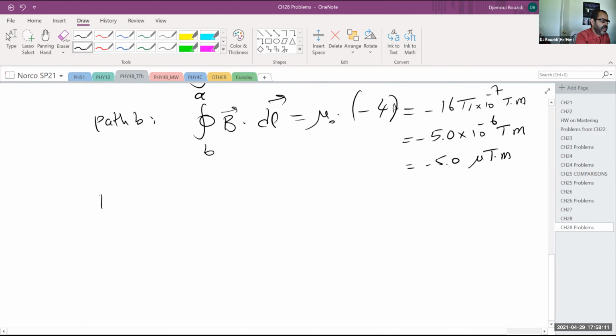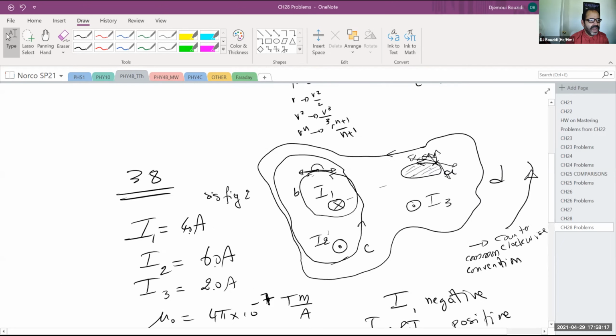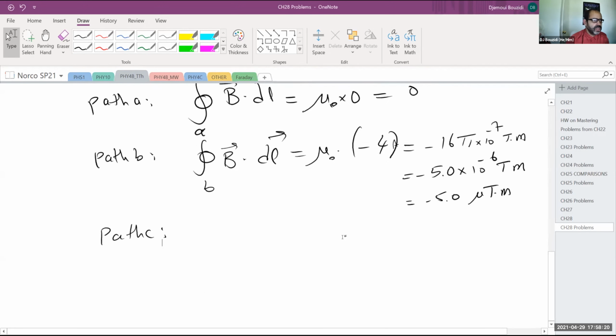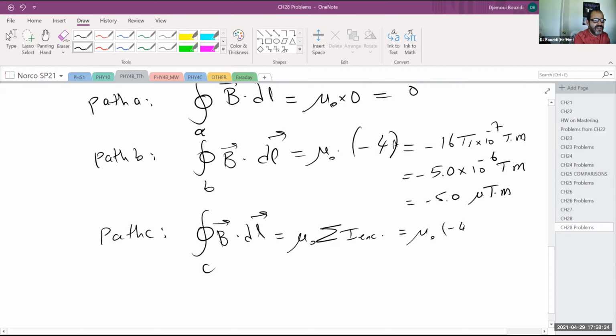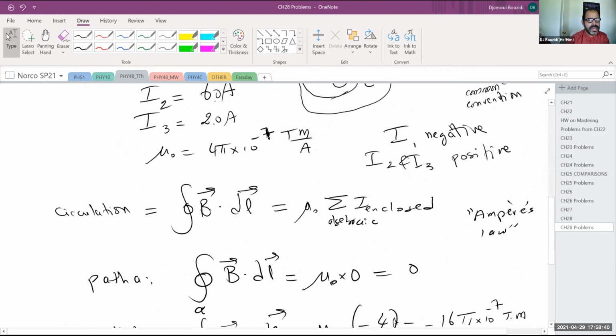Let's do quickly path C now. Path C, I have 2 currents enclosed. I have I1 and I2. So this should be the integral of B dl. This is a line integral, so we're not really supposed to worry about it. So all of the currents enclosed. So it's mu naught times -4 amps plus I2, and I2 is 6 amps.